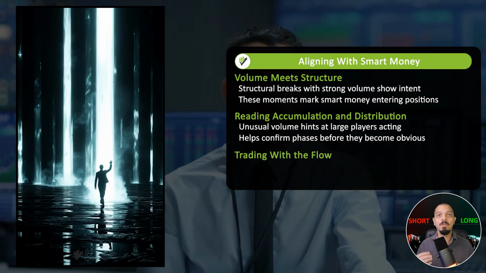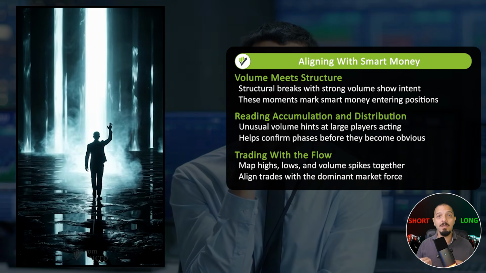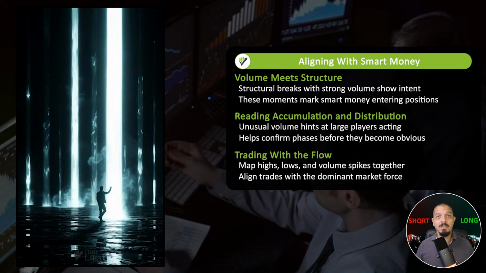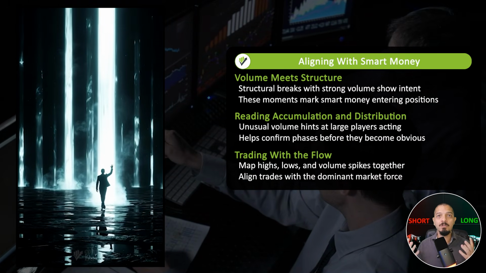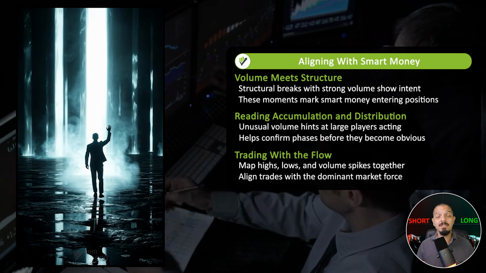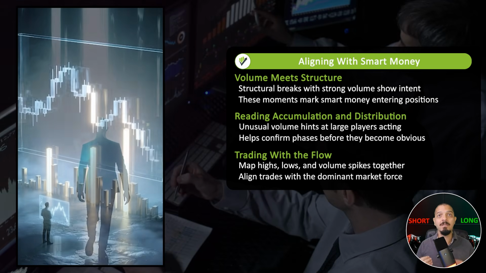Volume is a powerful indicator that often precedes price movements. Analyzing volume can help us identify the accumulation and distribution phases, which are indicative of the activities of large players. For instance, an unusual increase in volume might suggest that smart money is actively taking positions, preparing for a significant move.